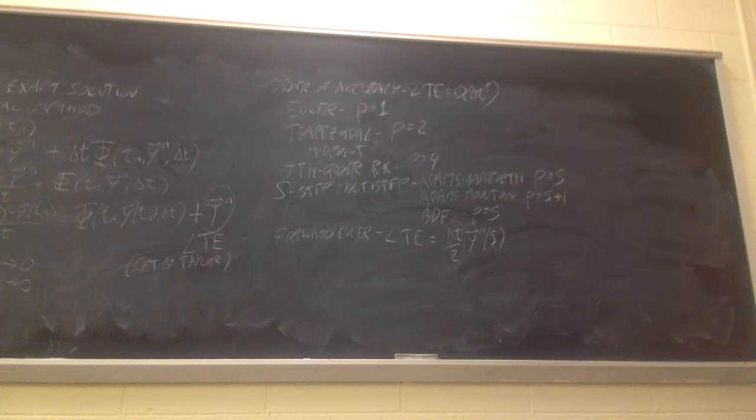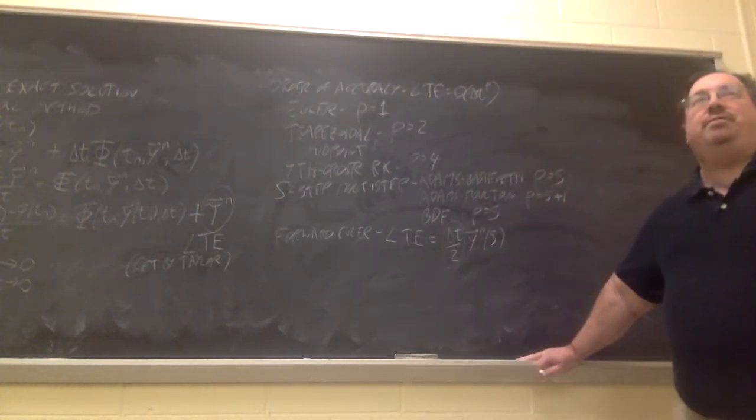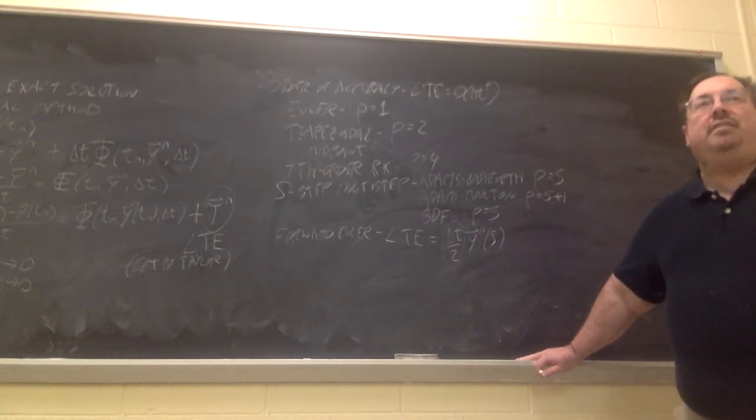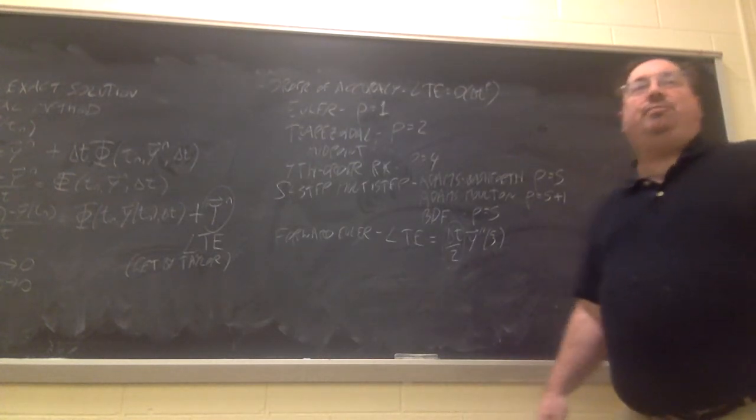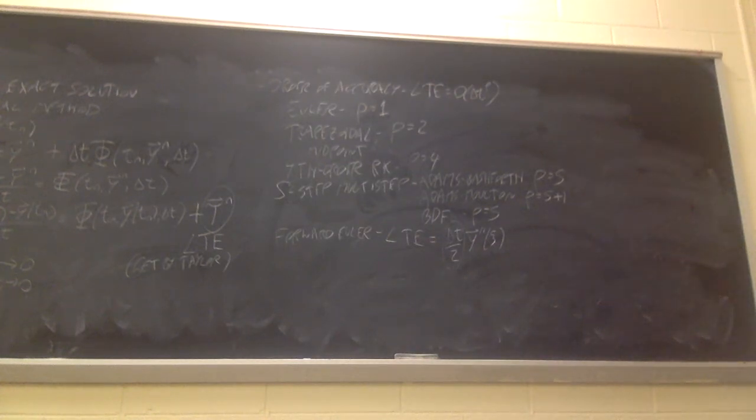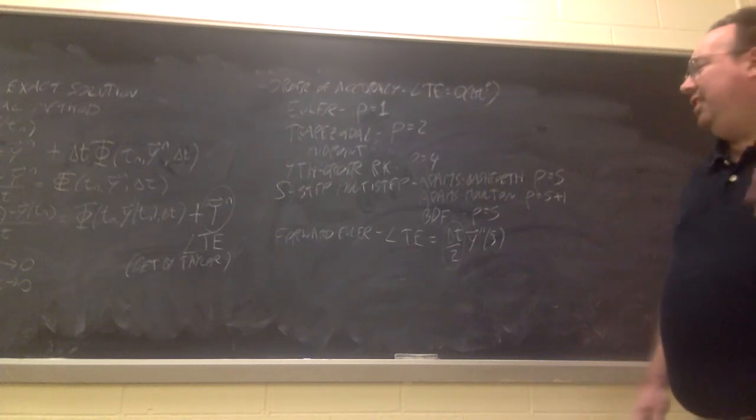Now, one might think, with all these methods of different order of accuracy, why would you ever use a low order method? Because, if I decrease delta t by a factor of 10 with Euler's method, the error will decrease by a factor of 10. Whereas with fourth order Runge-Kutta, it'll decrease by a factor of 10 to the fourth, 10,000. So why do we ever have low order methods? Here's why.